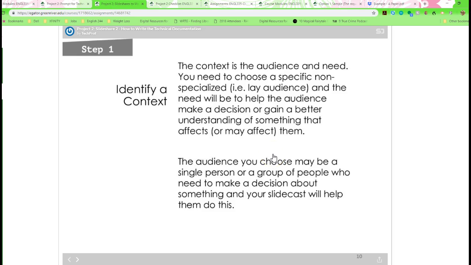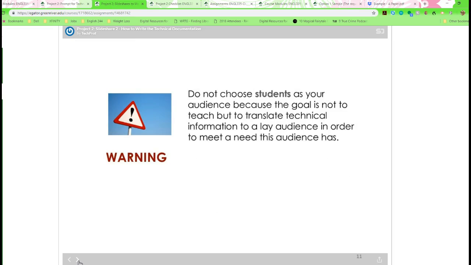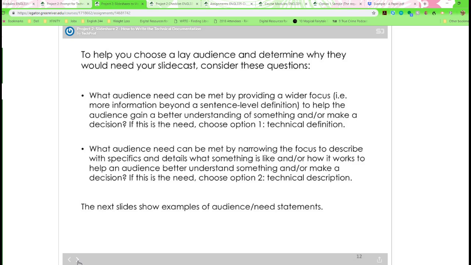So you have 2 different audiences here. The audience for the memo is me. The audience for the slidecast are these people. So that's who your audience is. Don't choose students as your audience because the goal is not to teach. It's to translate technical information to an audience in order to meet a need this audience has, to help them understand something better.